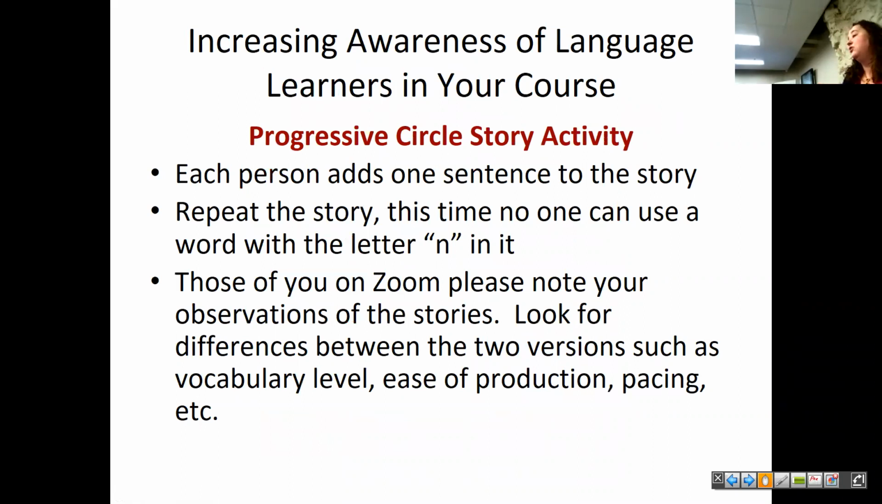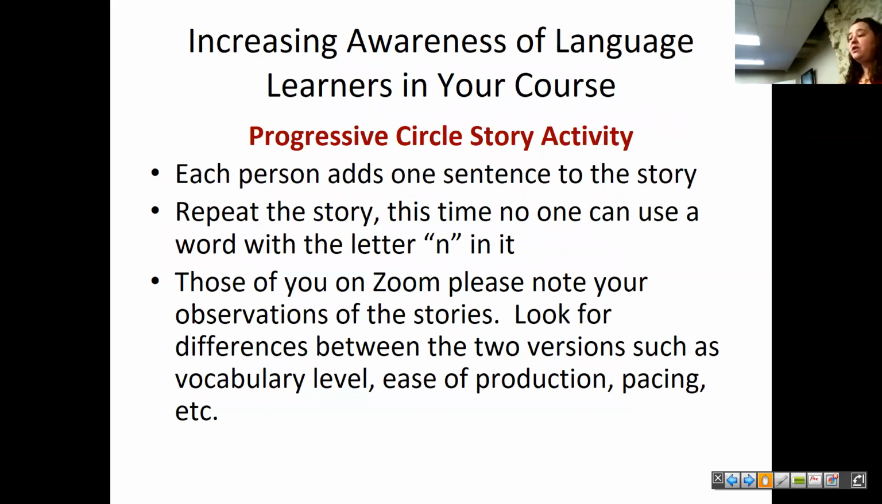So we're going to do a progressive circle story activity. We're going to start with one person and go around the room, and each person is going to say one sentence. We'll go around our circle twice, and then we'll do it a second time. In the second time, you can't say any words that begin with the letter N.